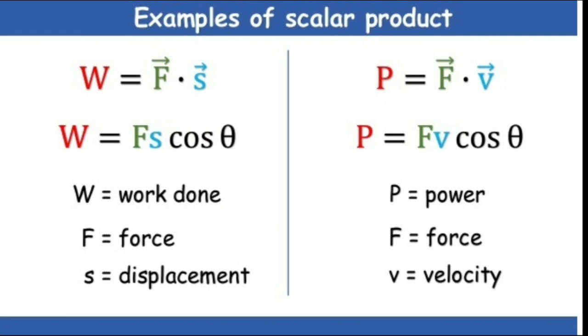Now examples of scalar product. There are many equations in physics in which we have the scalar product. First example is work, and work is the dot product of force and displacement, that is W equal to F dot S or W equal to Fs cos theta, where W is the work done, F is the force and S is the displacement. Another example is power, which is the dot product of force and velocity. So we have P is equal to Fv cos theta. P stands for power, F stands for force, and V stands for velocity.